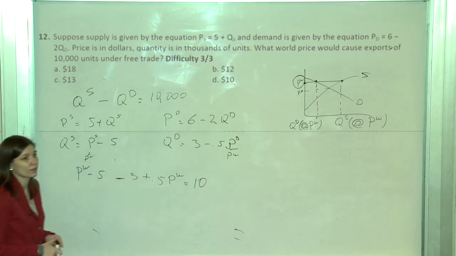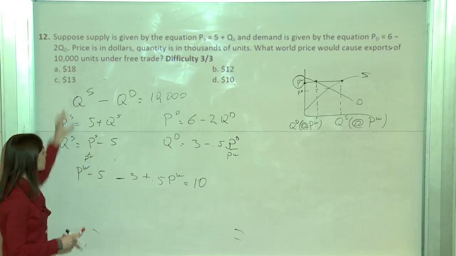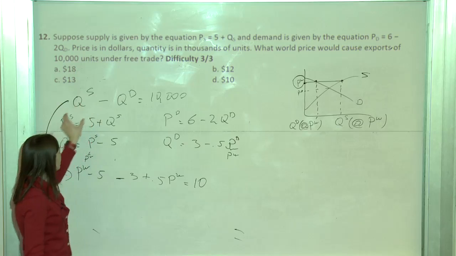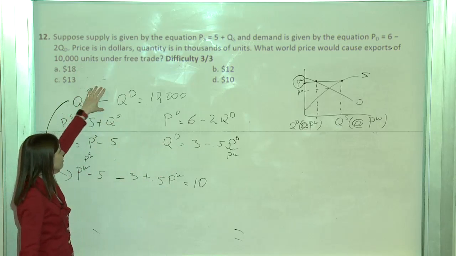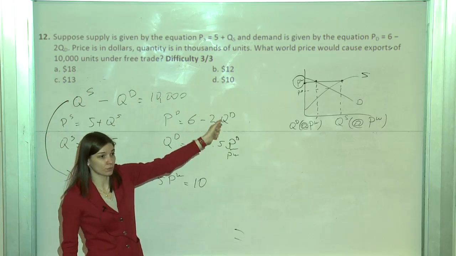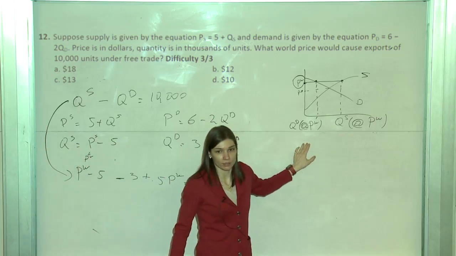Question? Yes, so basically did you set them equal to each other on the bottom? No, this is my equation. Oh, okay, I get that. Right? This is my equation. Yeah. These are my QS and QD. I'm just plugging them into this equation, and this equation comes from the fact that I want the exports to be equal to 10,000. And exports are going to be quantity supplied minus quantity demanded.